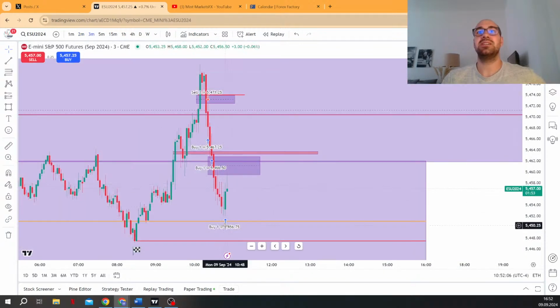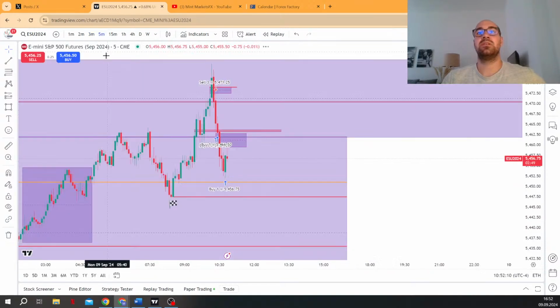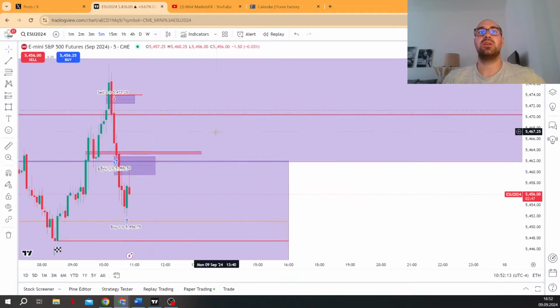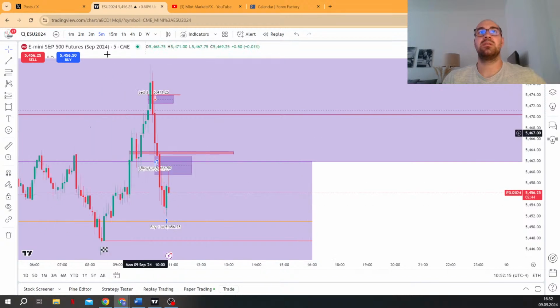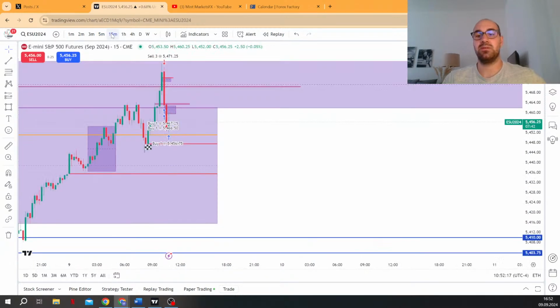What's interesting is that we failed here to reach the first quarter, but we might do that later. Maybe it takes another attempt to go lower.